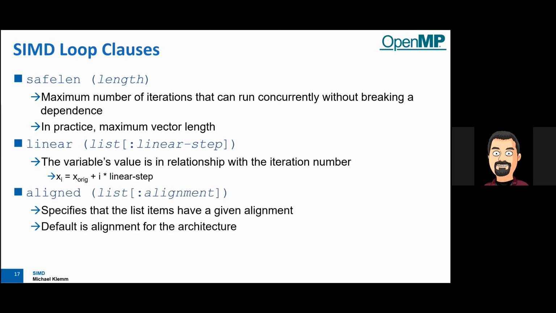Aligned, you can specify that there's a certain data alignment. This is not for correctness, but rather for telling the compiler more about how the data was allocated, so that the compiler can do a better job in producing faster code. And then there's collapse, same meaning as before.